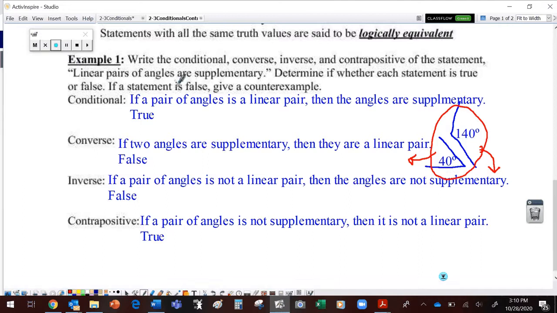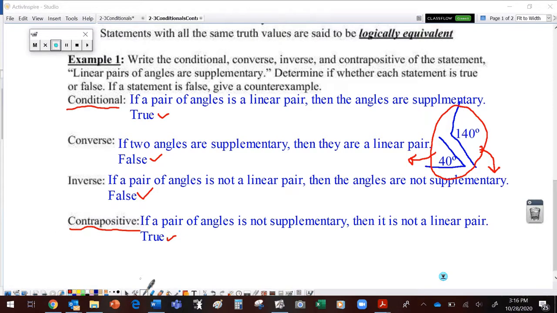Now what we'll notice, guys, is that the conditional statement and the contrapositive are always going to have the same truth value, and the converse and the inverse are always going to have the same truth value. If it doesn't work out that way, that would indicate that something went wrong.